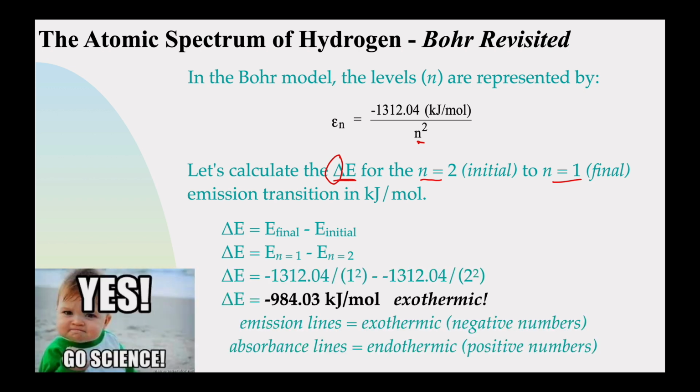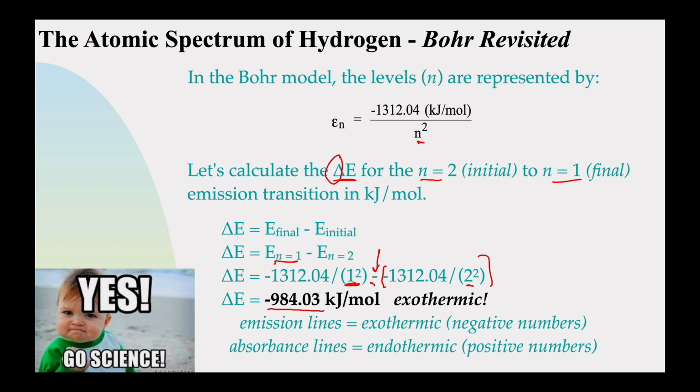And if you do that, negative 1312.04 divided by 1 squared, because that's n equals 1, minus, and don't forget this minus, another negative 1312.04 divided by n squared. 2 squared, of course, is 4. Put this in your calculator. You should get negative 984.03 kilojoules per mole. All right? That's the number. It's a negative number, so it's exothermic. Remember, all emission lines will be exothermic. The delta E's you have would be negative.